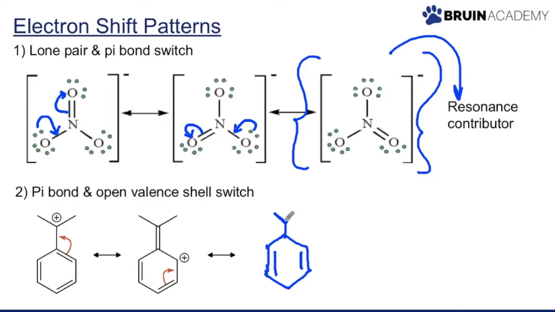And similarly, we're going to still have this double bond over here, which I'm going to add in right now. And then, as a result of these pi electrons moving over here, we're going to have an open valence shell on this carbon right here. So I'm going to add in a plus sign right there. So that would be the next resonance contributor that we would draw.